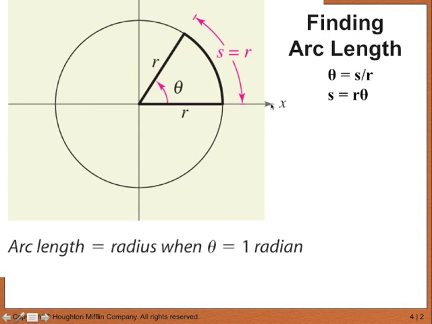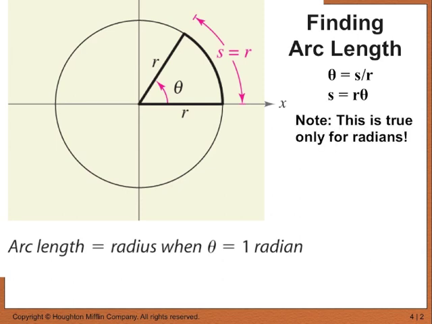Now, what follows from that, of course, is that S equals R theta. And this formula, S equals R theta, is simply a consequence of the first, theta equals S over R, because you just multiply both sides of this equation by R, and you get R theta equals S, which is the same as S equals R theta. So these two formulas really are simply based on the definition of a radian. That's where they come from.